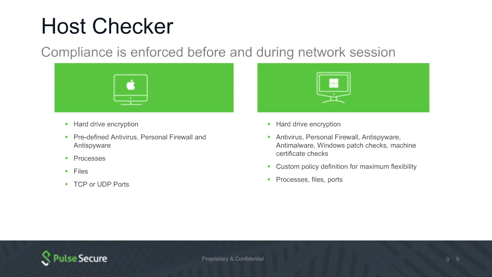On OS X, we can also check for things like existing running processes, files, and whether particular ports are open or closed. On Windows, we can go even further and look for things like patch checks. We can look to see whether the machine itself is a member of the domain. We can check registry settings, and we can even do custom policy definitions. So if you don't find what you're looking for in the predefined checks, you can write your own. We do apply the host checker to Linux and Solaris as well as to Windows and OS X. For Linux and Solaris, the checking is limited to running processes, existing files, and TCP or UDP ports.